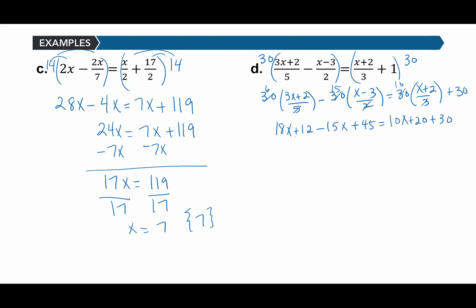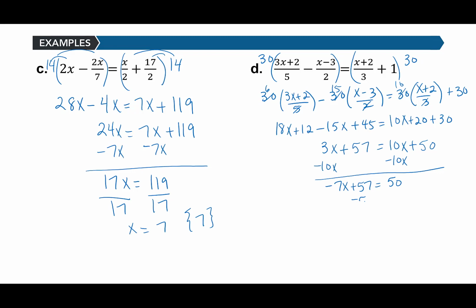So combining like terms, 18x minus 15x is 3x. 12 plus 45 is plus 57. And on the right, we get 10x plus 50. So now we need to collect our variable terms to one side, our constants to the other. We can subtract 10x from each side. So we get 3 minus 10x, or negative 7x plus 57 equals 50.